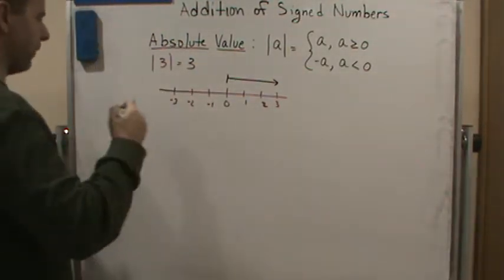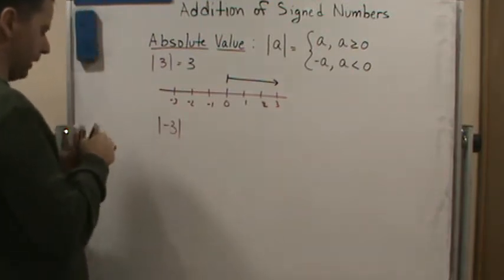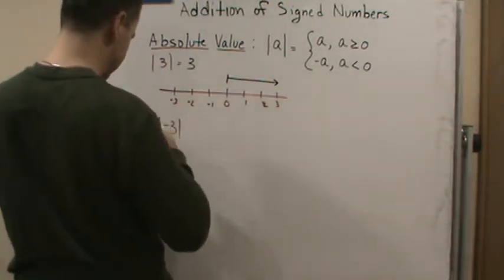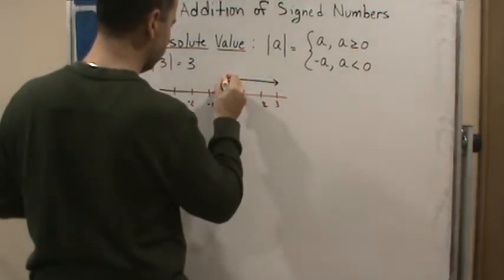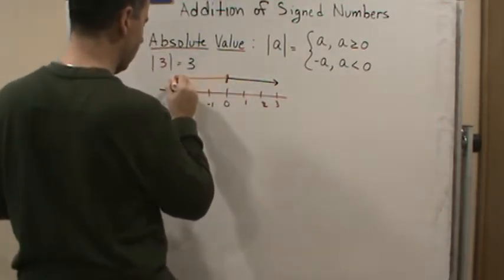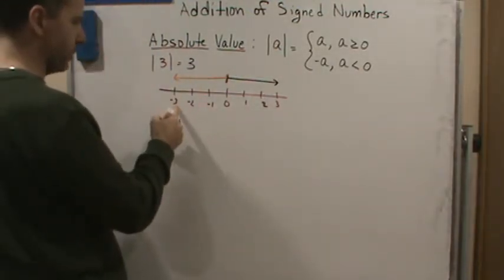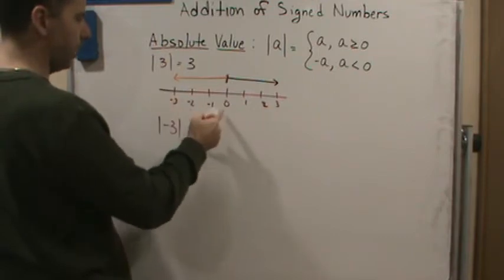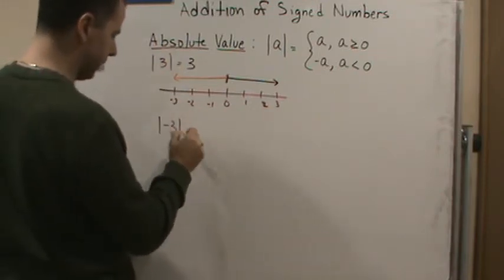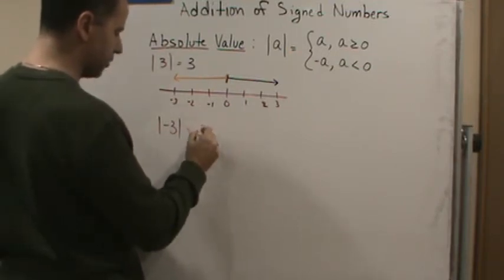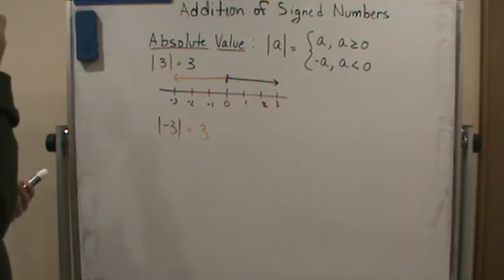But what about if I say the absolute value of negative 3? Again, I could draw an arrow this way, and it's how many units away from 0? It's 3 units away. I don't care about the direction. All I care about is how many units away it is. So again, the absolute value of negative 3 is just going to be positive 3. And that's how absolute value works.